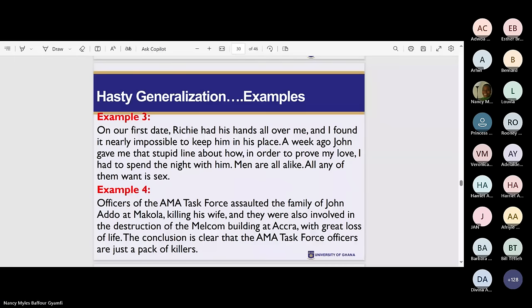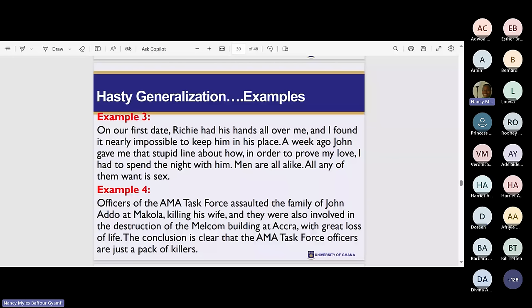Go ahead. On our first date, Richie had his hands all over me, and I found it nearly impossible to keep him in his place. A week ago, John gave me that stupid line about how, in order to prove my love, I had to spend the night with him. Men are all alike. All any of them want is sex.